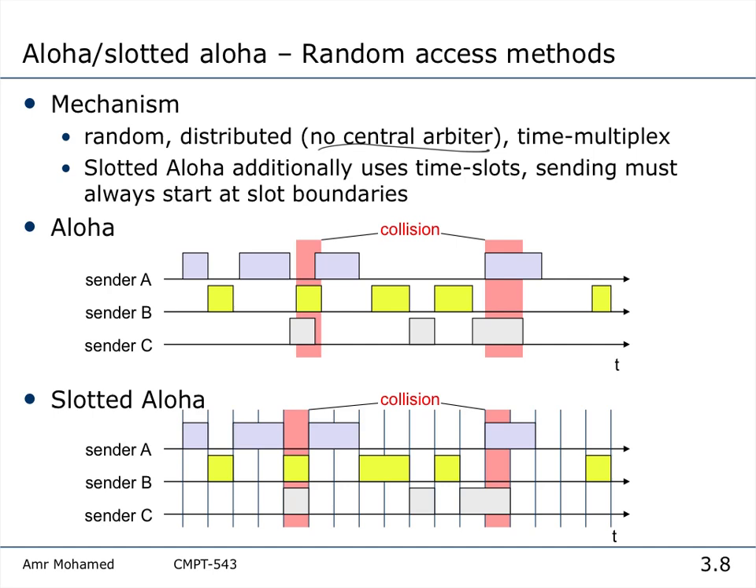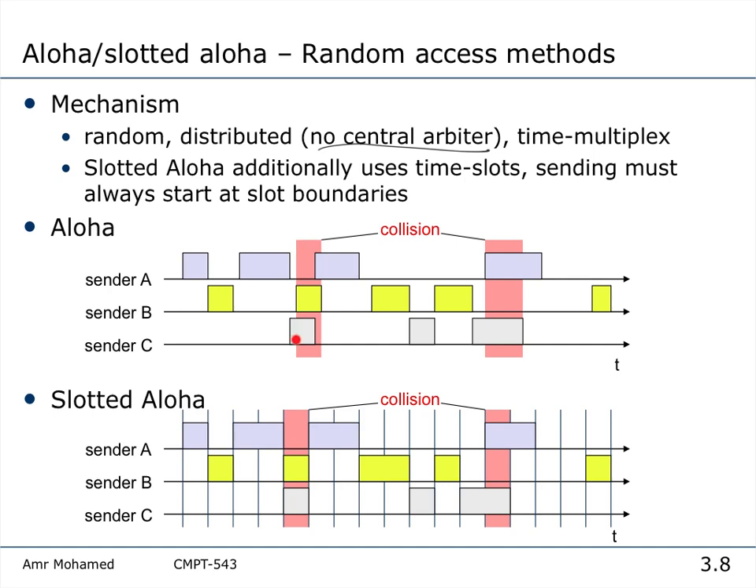So if node A has data to send at this point, it should try to send immediately. Whenever the node has any data coming from the upper layer, it should send on the medium. As simple as that. There's no control, nothing.